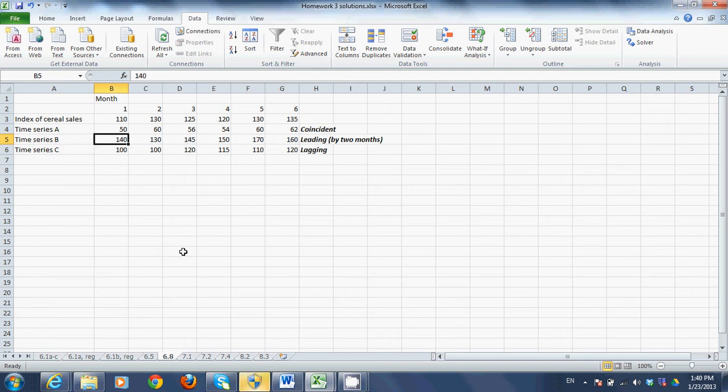Time period B, this one's the hardest to figure out. It takes some looking before you get it. Okay, 125 down to 120, 140 down to 130, 120 to 130, 130 to 145, and finally 130 to 135. You go back to 145 to 150. So interestingly, these all match up 2 months ahead. So the basic size of the movements seems to match up, at 2 months. So this is a leading indicator.